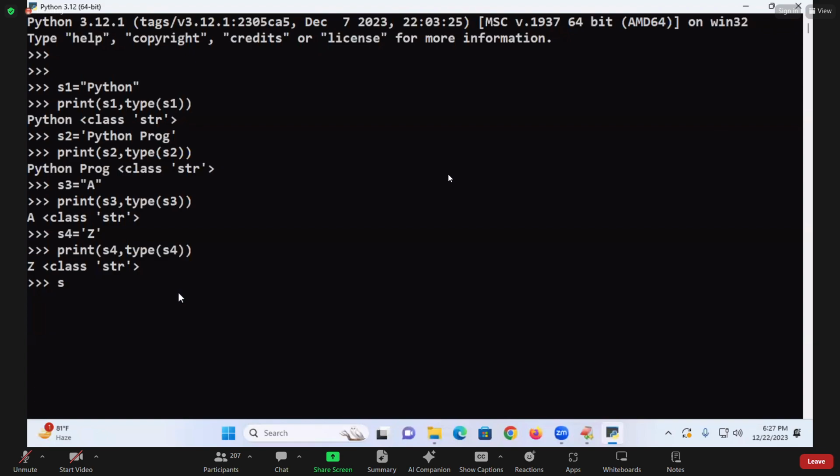Now, S5 is equal to, take care about it. Now I am writing something like Python 312. What is this Python 312? Alphabets plus numerics combined together is called alphanumeric. Spell out. Because alphabets are there plus numerics are there, both of them are called alphanumerics. Print S5 comma type of S5. So what are you going to get here? Str. So I can write alphanumerics also within the double quotes.